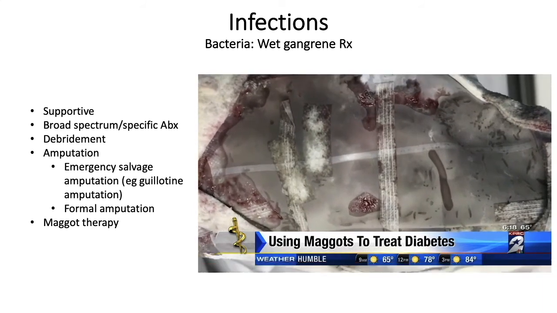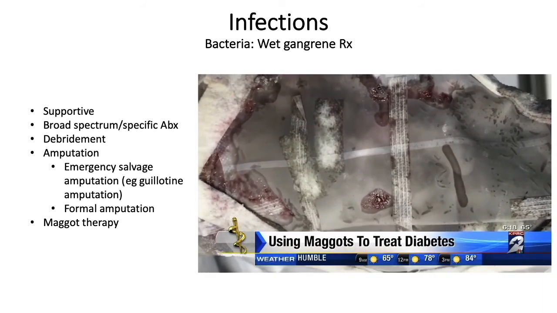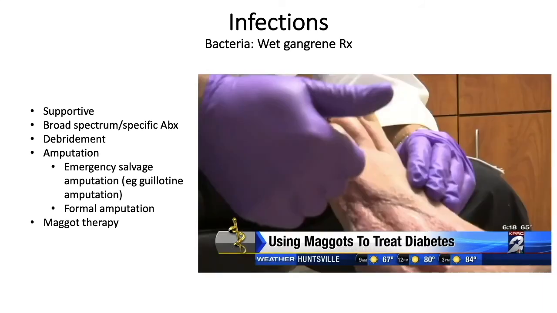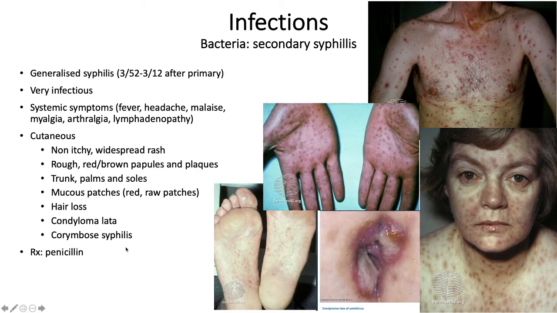So they're cleaning out all the necrotic and dead tissue within that wound. So moving on from gangrene and on to secondary syphilis. And that's between 3 weeks and 3 months after the primary infection. The patient can develop secondary syphilis, and this is a very infectious stage. They tend to have systemic symptoms, so fever, headache, malaise, myalgia, arthralgia, lymphadenopathy, and other organs can also be involved.